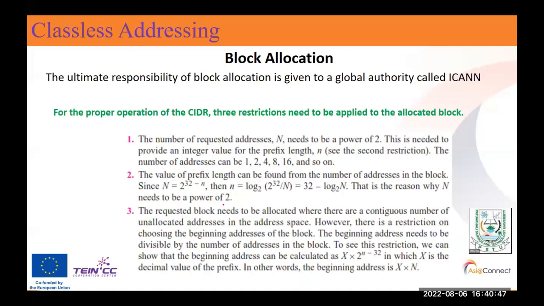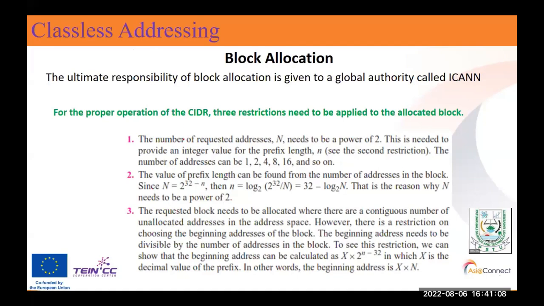n equals 32 minus log 2 N, where N needs to be a power of 2. How can you get this, that means the log 2 N? This is the reason why N needs to be a power of 2, because of 32 minus log 2 N. If it is not a power of 2, then we could not perform it, as there is a fraction. Okay. So this mathematical formula you need to follow.